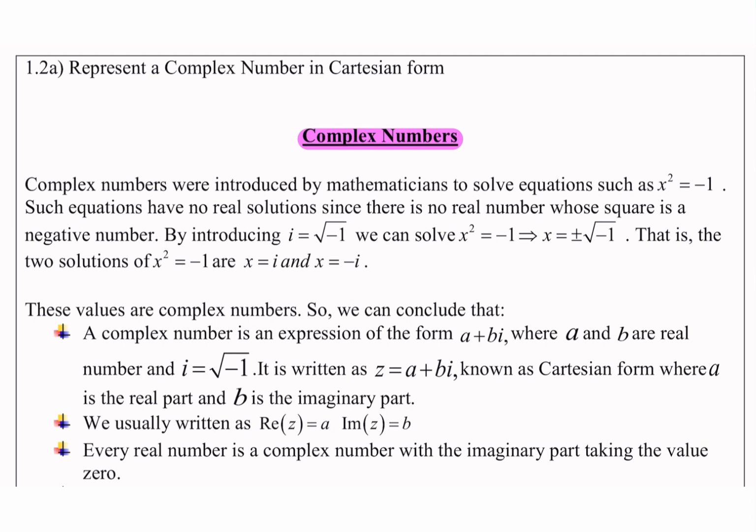By introducing i equals square root of -1, we can solve x squared equals -1, or x equals plus minus square root of -1. That is, the two solutions of x squared equals -1 are x equals i and x equals -i.